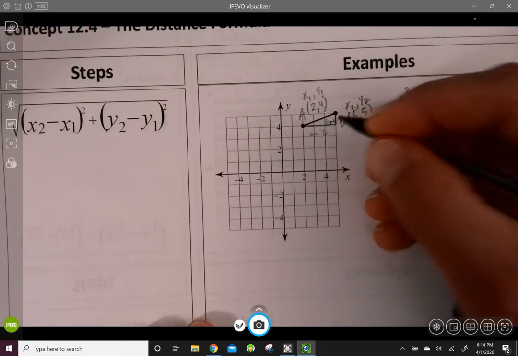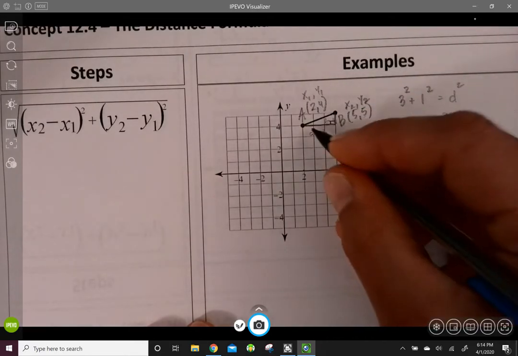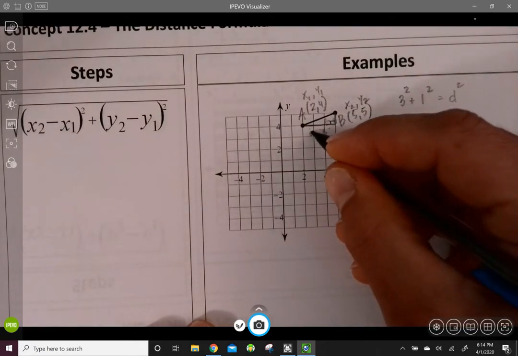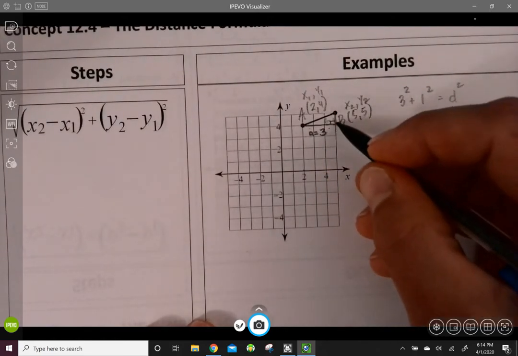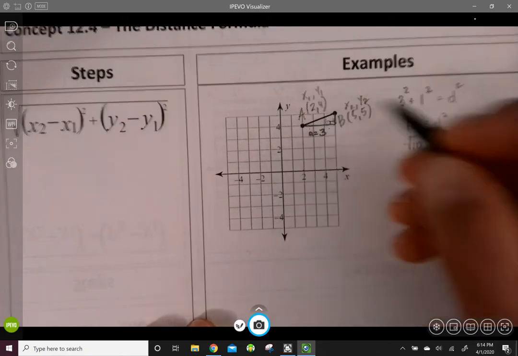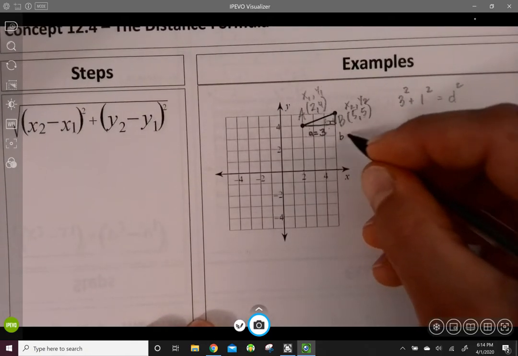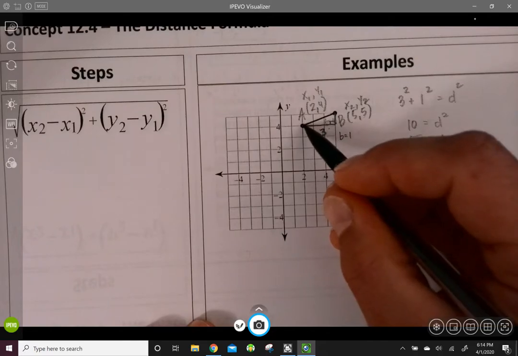The right angle's right here. So then 1, 2, 3 units, I'm going to say that one of my legs is 3 units long, and then 1 unit up, so I'm going to say my other leg, B, is equal to 1. And I'm trying to find the length of this line right here.